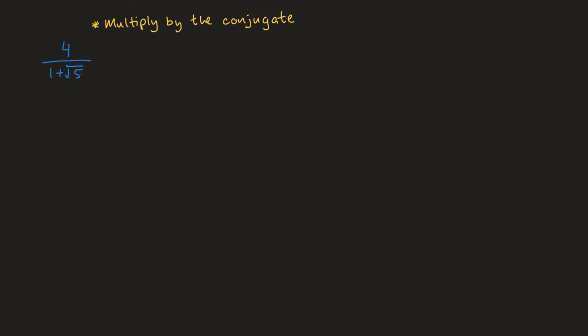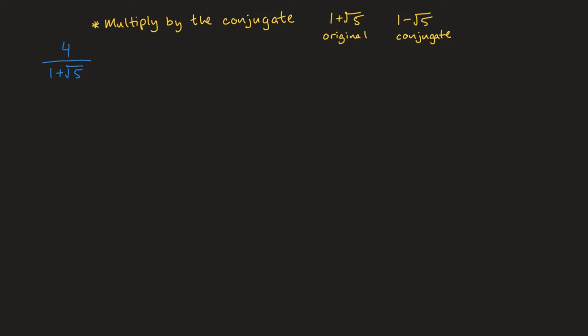And the conjugate of 1 plus the square root of 5 is actually 1 minus the square root of 5. So the conjugate has the exact same two terms as the original, but instead of a plus sign, it has a minus sign. So your conjugate will always have the same two terms, but the opposite sign in between the two terms.